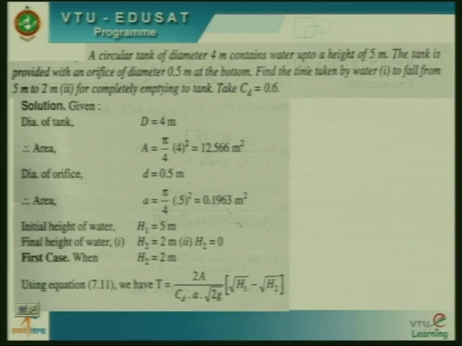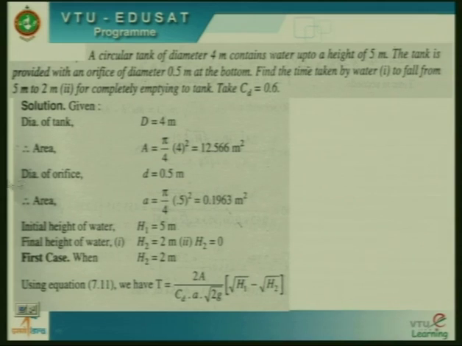Let us see a simple problem on this. A circular tank of diameter 4 meter contains water up to a height of 5 meter. The tank is provided with an orifice of diameter 0.5 meter at the bottom. Find the time taken by water to fall from 5 to 2 meter. My value of h1 is 5, value of h2 is 2 meters in this case. For completely emptying the tank, second case, h2 is equal to 0. Take coefficient of discharge Cd equal to 0.6, a straightforward problem.